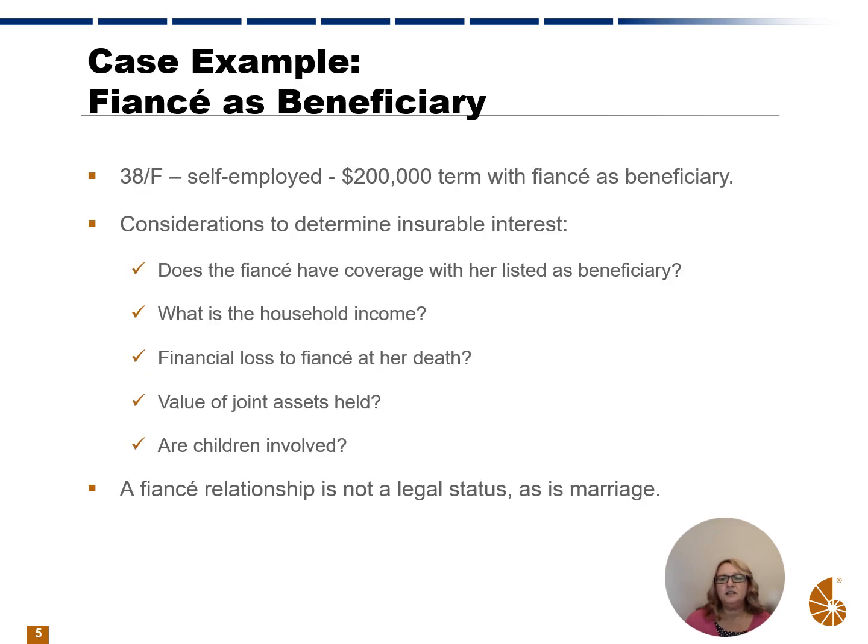So let's review a case study just to look at the considerations for insurable interest. Here we have a 38-year-old female who is self-employed coming in for $200,000 of term with the fiance as the beneficiary. So what do I want to consider in this type of request? Some of the questions you would be asking yourself are: does the fiance have coverage with her listed as a beneficiary? What's the household income? What's the financial loss to the fiance at her death? What is the value of the joint assets held, and are there children involved?